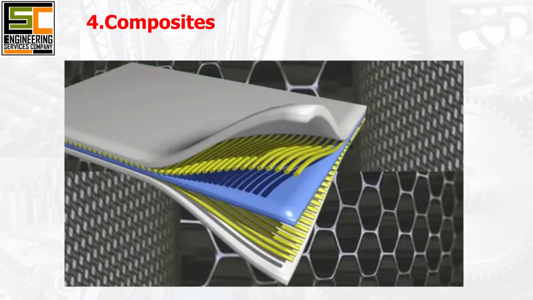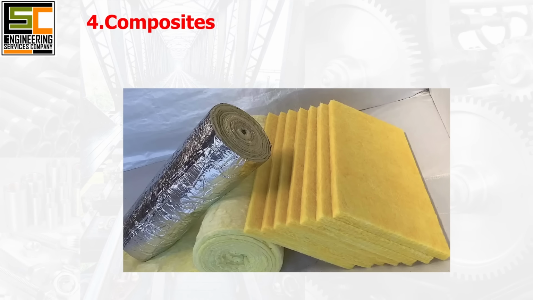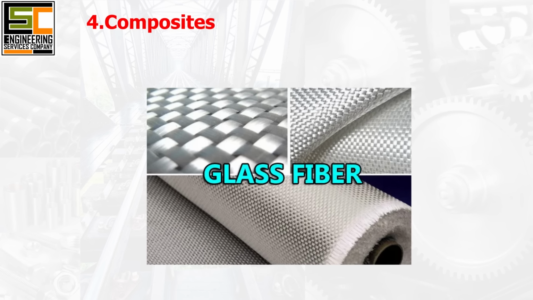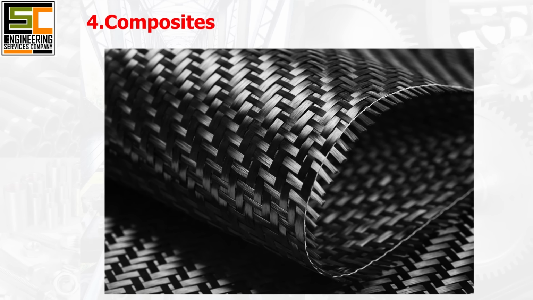4. Composites. Composites are materials composed of two or more distinct constituents with different physical or chemical properties, combined to form a new material with enhanced properties. Examples include fiber-reinforced composites like fiberglass, carbon fiber composites, and particle-reinforced composites such as concrete and wood. Composites offer a combination of properties from their constituent materials, such as high strength-to-weight ratio, stiffness, corrosion resistance, and tailorability, making them suitable for aerospace, automotive, sporting goods, and structural applications.